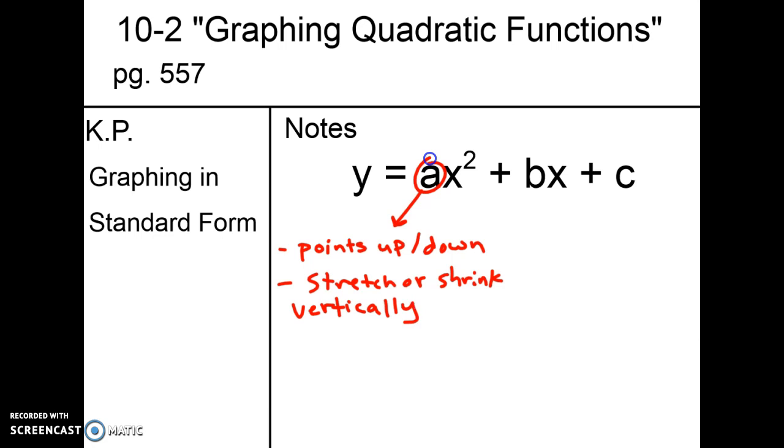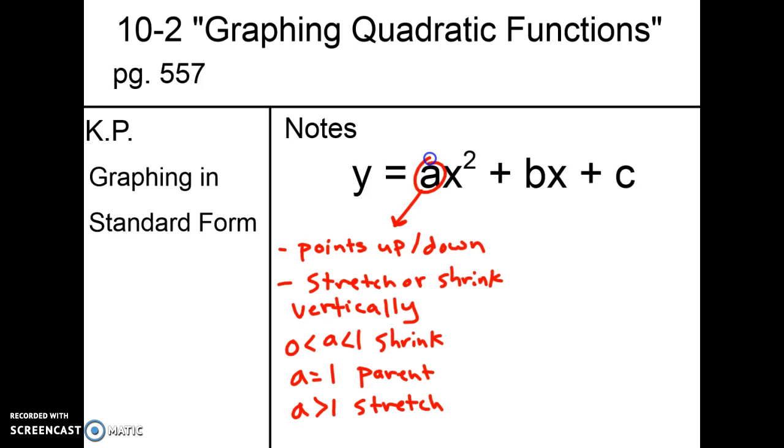And just kind of a review from last time, if this A term is in between 0 and 1, it is going to shrink. So if you have like a 0.5 in front of the x squared or a 0.2 in front of the x squared, it's going to shrink. If A is 1, then that's going to be our parent function, just our standard shape. And then when A is greater than 1, we're going to stretch.